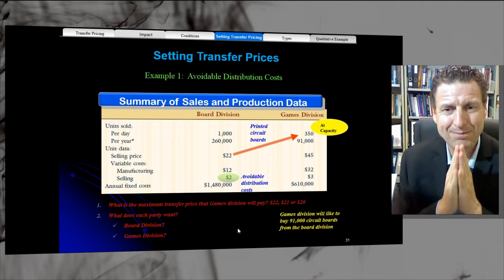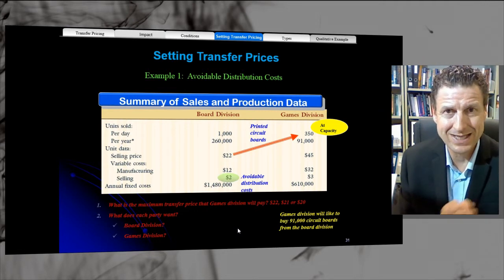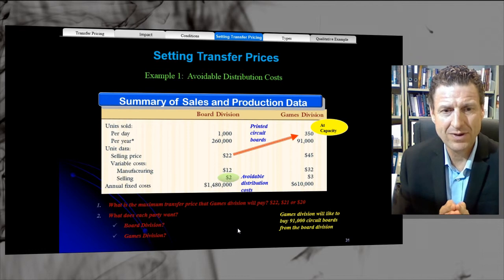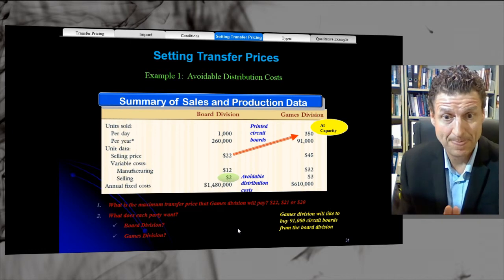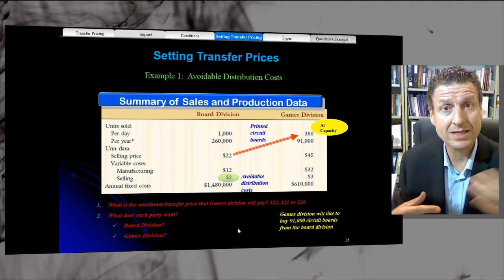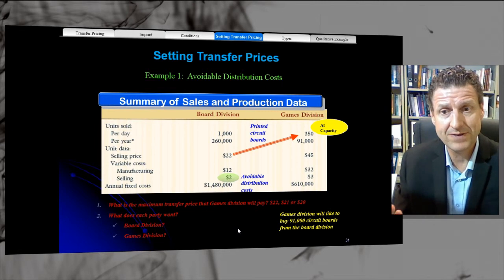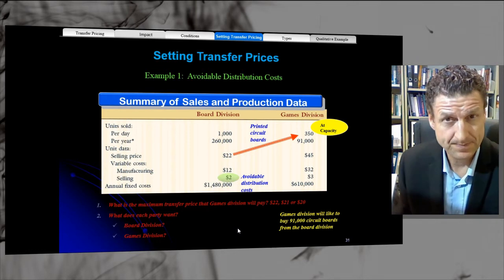All right, now the board division can actually sell the boards outside. What can they sell it for? They could sell it outside for the selling price. They could sell for $22. So they could sell it outside for $22. If the games division wanted to buy it from outside, they would have to pay $22.